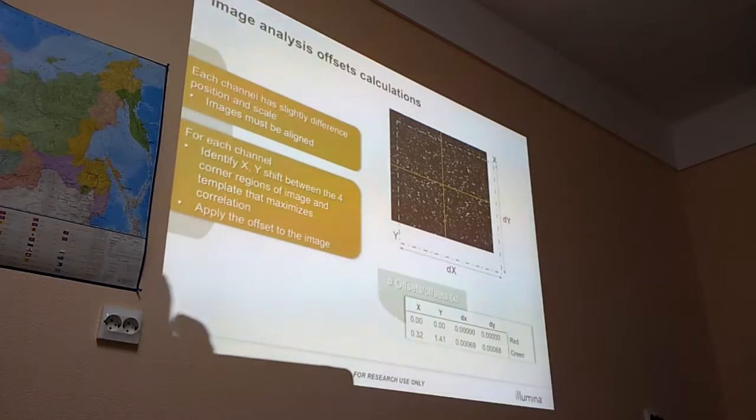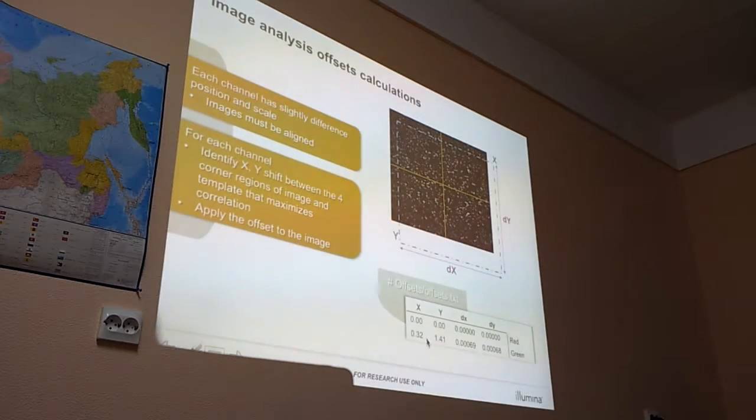So the 2 images are not exactly overlapping, and we need to correct for this. And this is also done in these first cycles. Yeah, so we calculate a matrix with the offset.